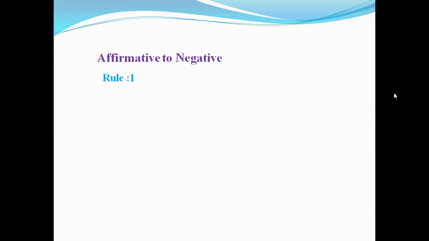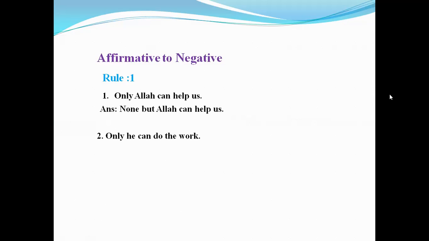Rule 1. Only Allah can help us. If there is "only" in an affirmative sentence and it indicates Allah or any person, then use "none but" instead of "only". So the answer will be: None but Allah can help us. Number 2: Only He can do the work. Here "only" denotes He. So use "none but" instead of "only". So the answer will be: None but He can do the work.